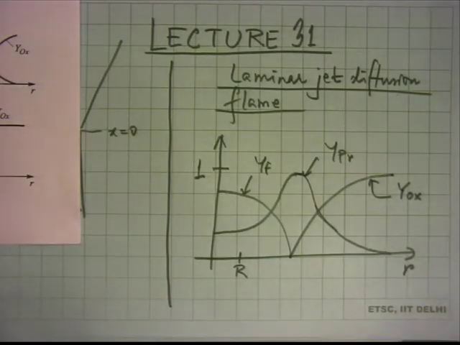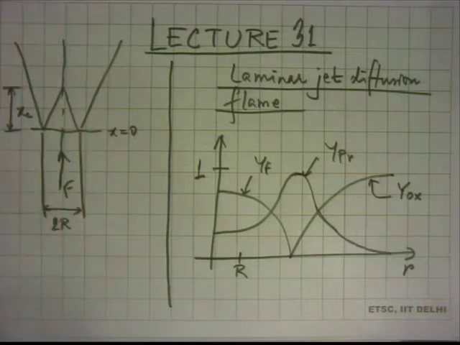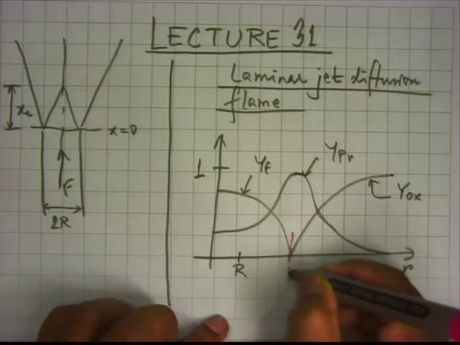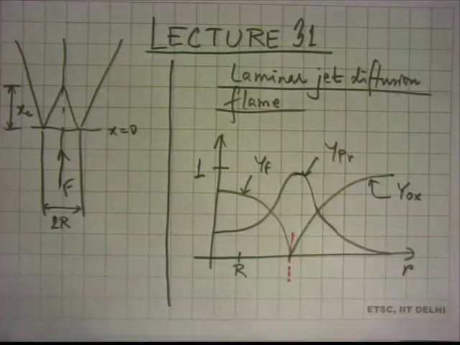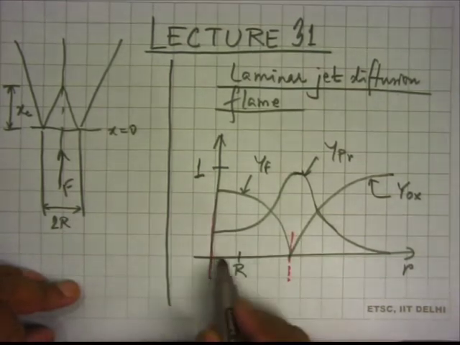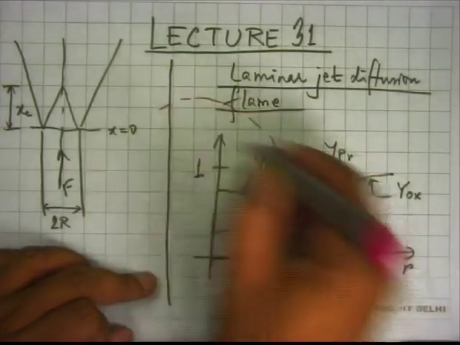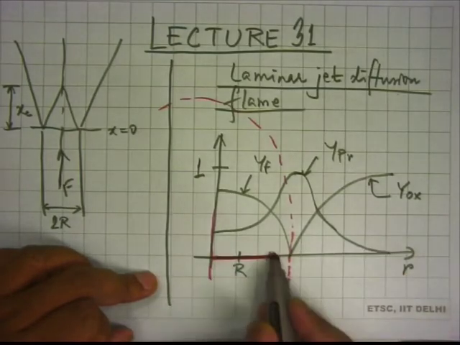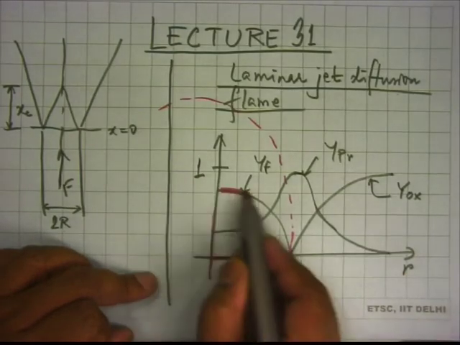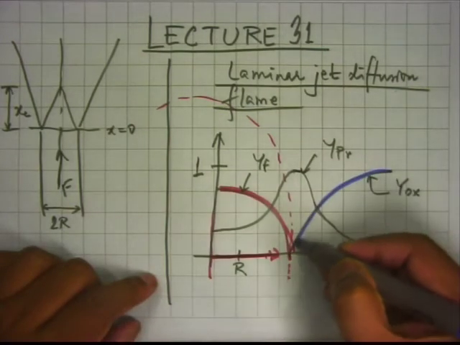You've already seen this, and I've drawn this again. Now, this is important to understand. This is where we suspect the reaction is taking place, correct? So this corresponds to the center line. We have moved away from the center line. Your flame is kind of like this, right? And you have moved along this direction, and you see that fuel is getting consumed here, and the oxidizer is also getting consumed here.